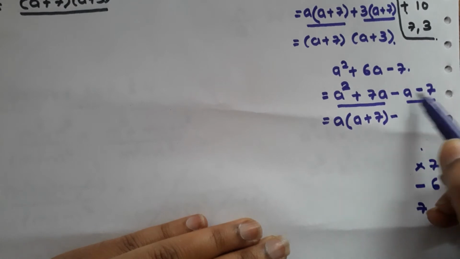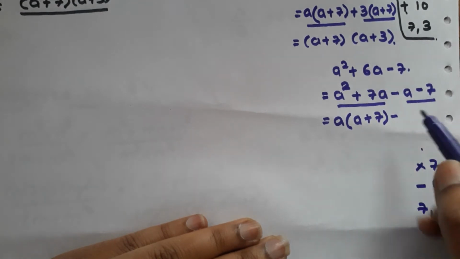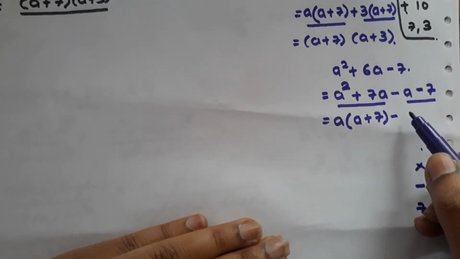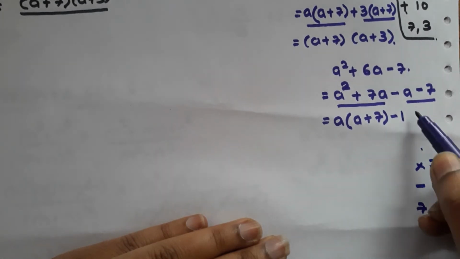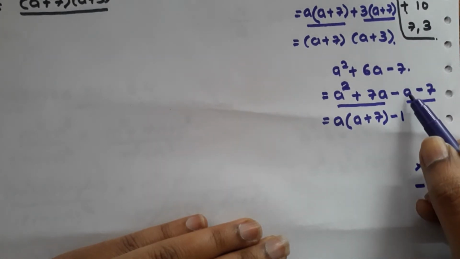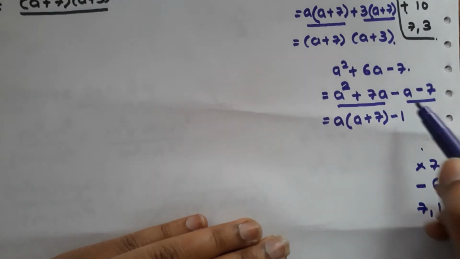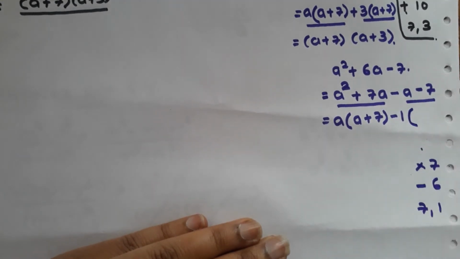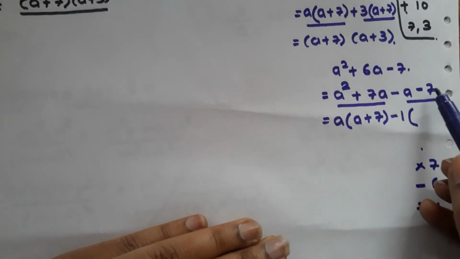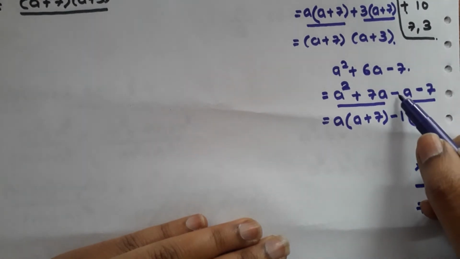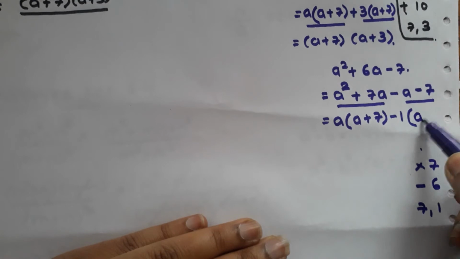There is nothing common in the terms a and 7. So whenever there is no term common, you have to take 1 outside. 1 is common in both the terms. a is a into 1 and 7 is 7 into 1. So 1 is common in both the terms. Now when you take minus outside, the sign of both the terms will change. Here it is minus a, so it will become plus a. Here it is minus 7, so it becomes plus 7.